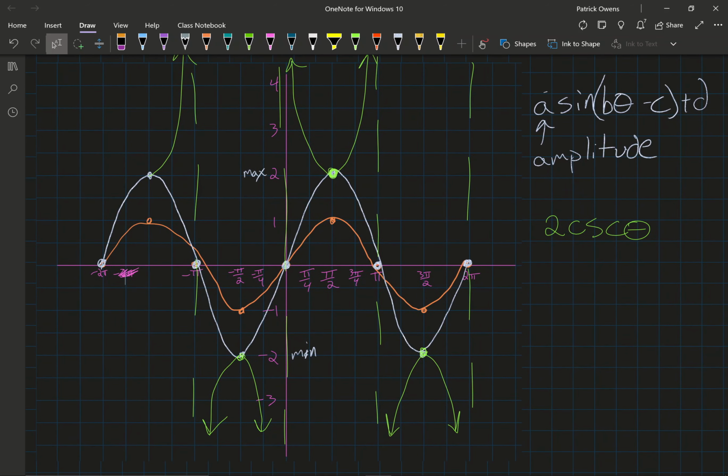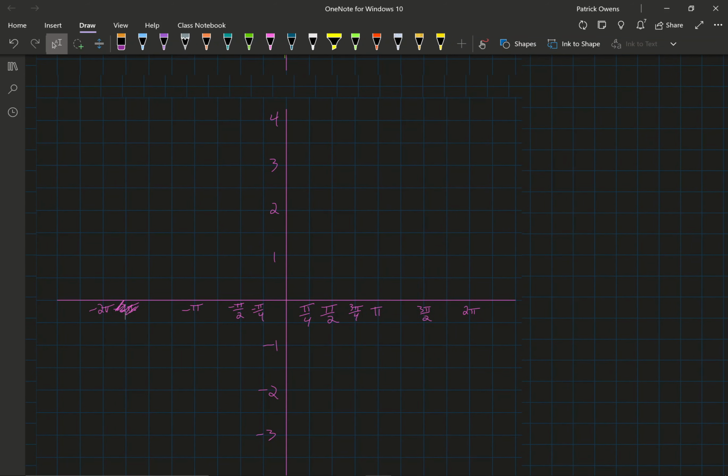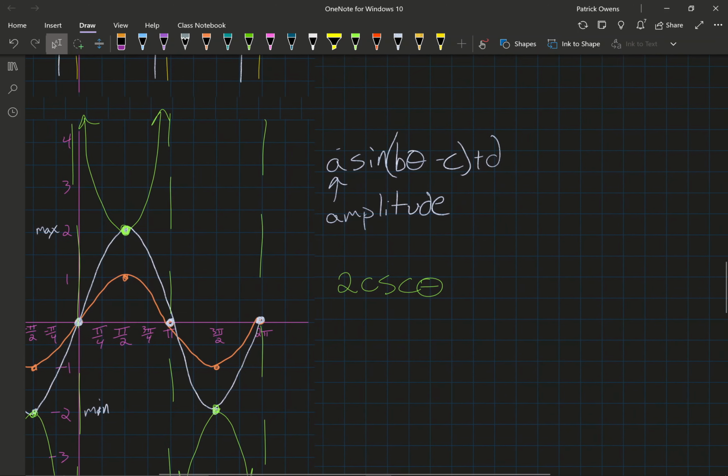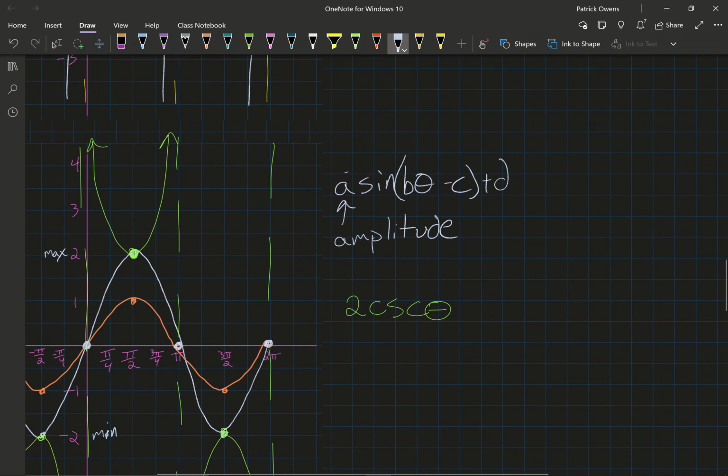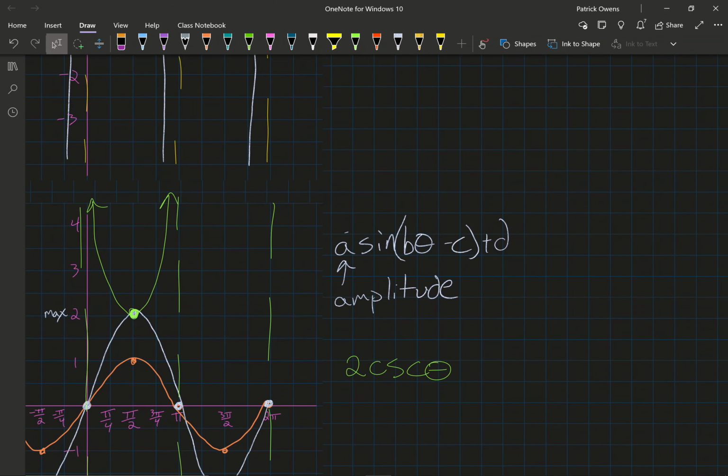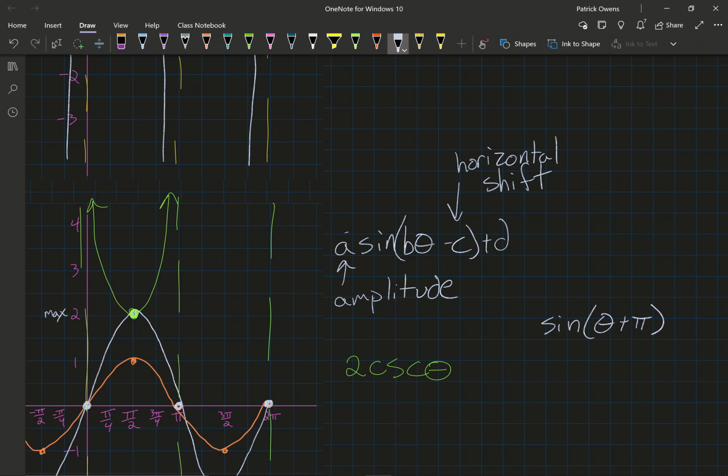Now, let's take a look at a different change. Let's look at our period change, because really for C and D, we're not going to spend too much time on that, because it's going to work the same with our horizontal shift from C, where if you have something of sine of theta plus pi, then since it's a positive pi, you're going to go left pi.